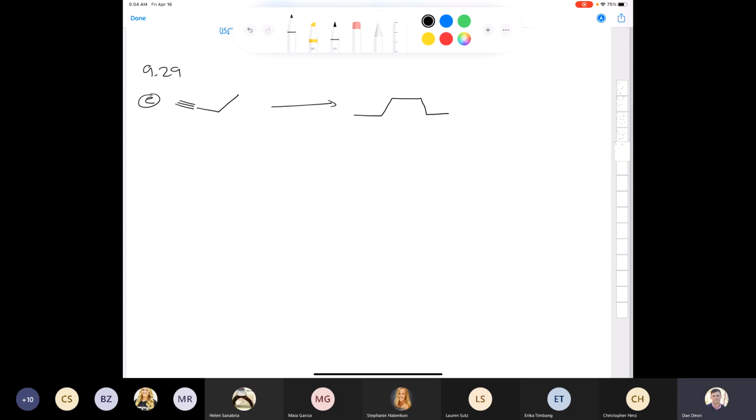Let me make sure I'm writing this down properly. What am I looking at? E? Yeah, I'm writing it down differently than they have it in the book. So let me make sure I have it written down the exact same way. So we want to make this compound, where we have a bromine going up and a bromine going down.